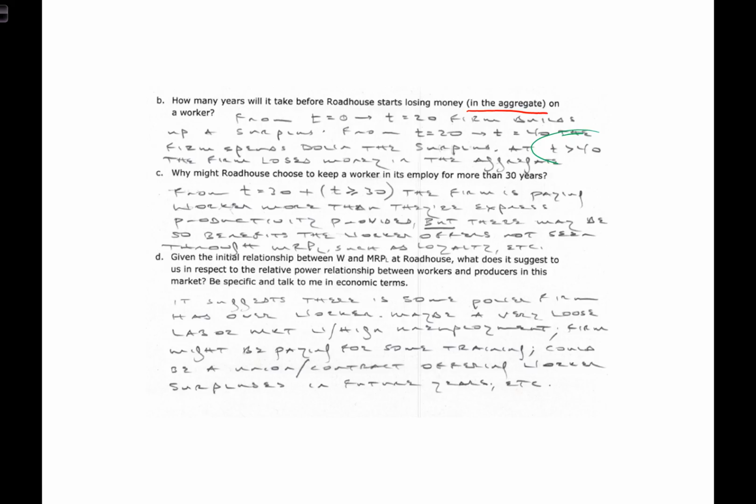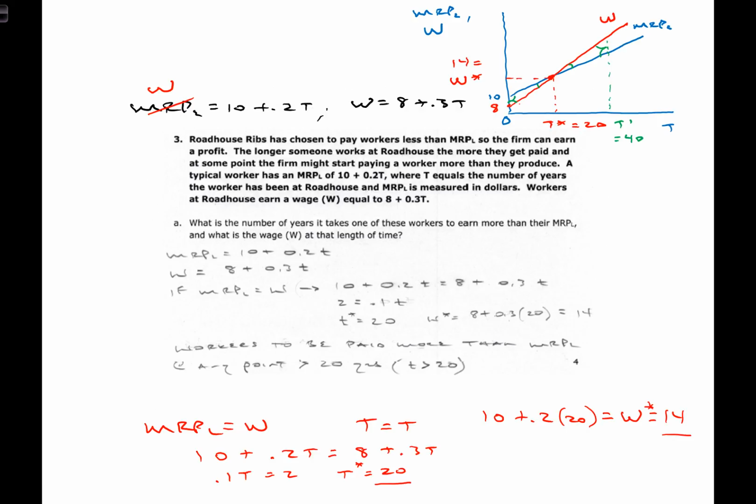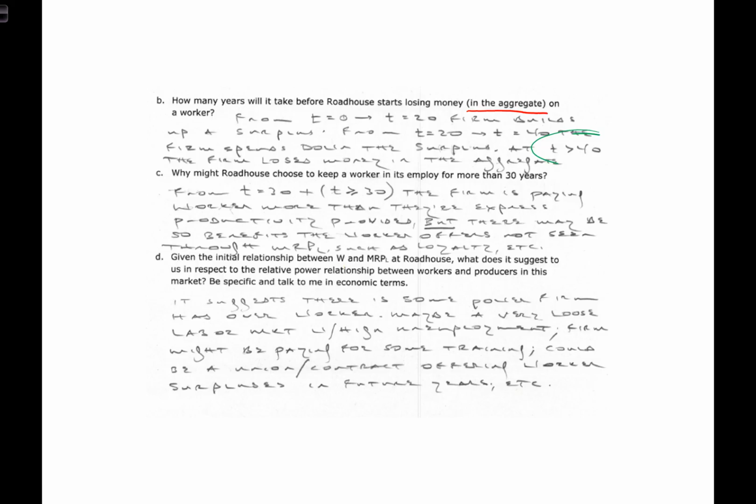And then finally, I say, given the initial relationship, and remember the initial relationship is where the wage is less than the productivity. Given the initial relationship between wage and marginal revenue product of labor at Roadhouse, what does this suggest to us in respect to the relative power relationship between workers and producers in this market? This part of this question comes directly from one of the review problems and supplemental problems I gave you.